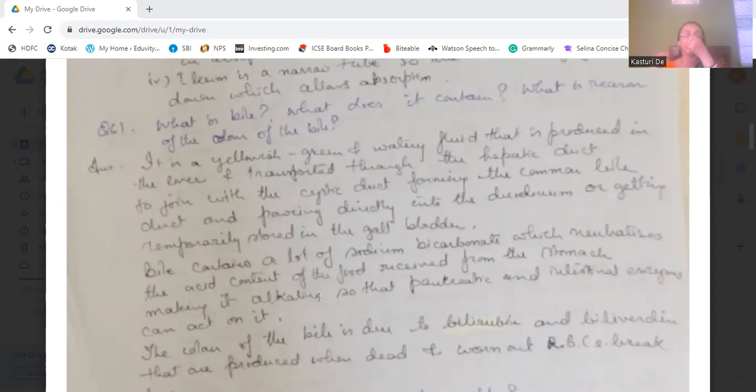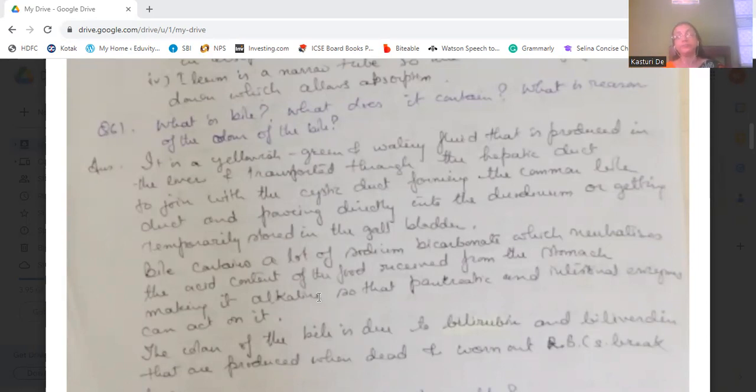On the chyme that is acidic in nature, the intestinal enzymes and the pancreatic enzymes cannot act. So that has to be changed into alkaline form. It has to be neutralized. Sodium bicarbonate does that job. It makes the chyme alkaline so that the pancreatic and intestinal enzymes can act on it.